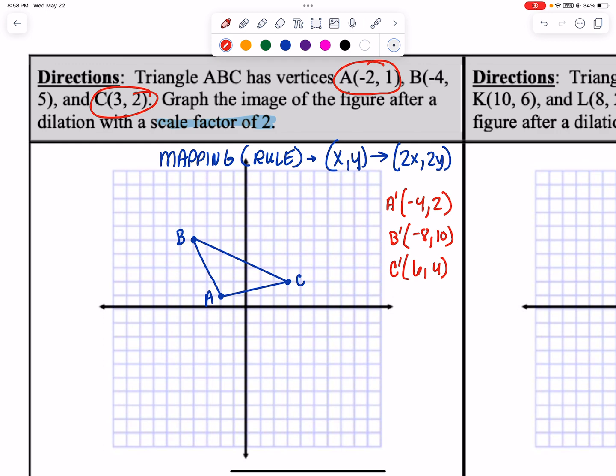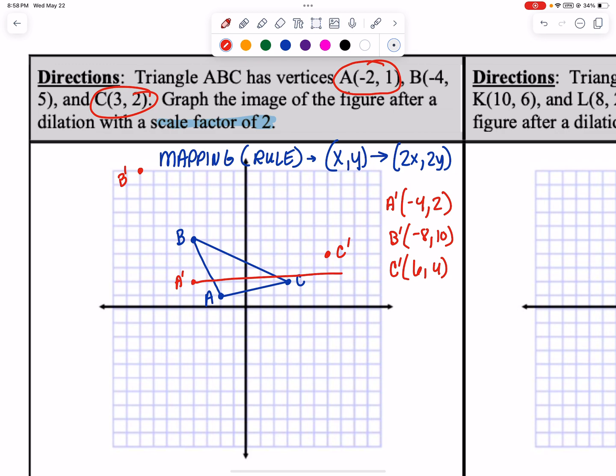So -4, 2: 1, 2, 3, 4, up 2. Here's our new A prime. -8, 10: 1, 2, 3, 4, 5, 6, 7, 8, and up 10, 1 through 10. All the way up here is B prime. And then C prime is 6, 4: 1, 2, 3, 4, 5, 6, and up 1, 2, 3, 4. There's C prime.